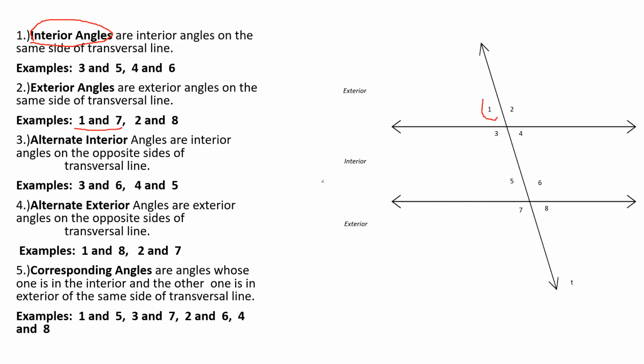So we have here 1 and 7 as our first pair of exterior angles. And then we have angle 2 and angle 8, on the right side of our transversal line. Angle 8 is an exterior angle on the right side of our transversal line. So we have exterior angles 1 and 7, and exterior angles 2 and 8.